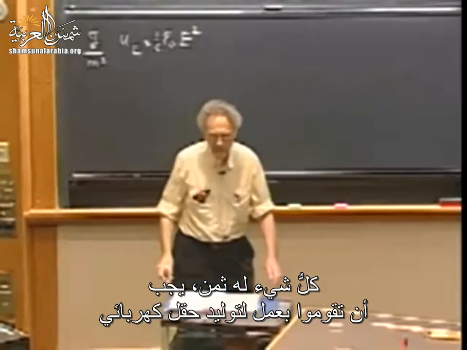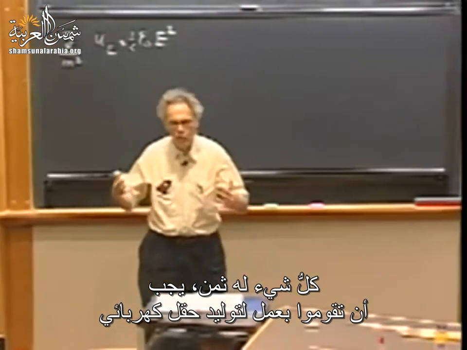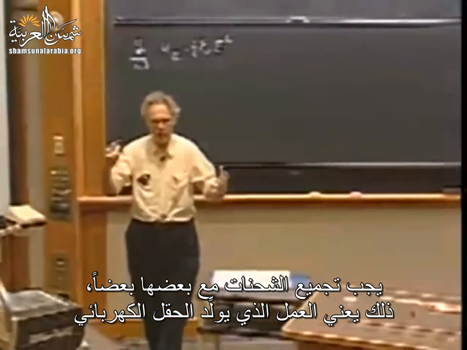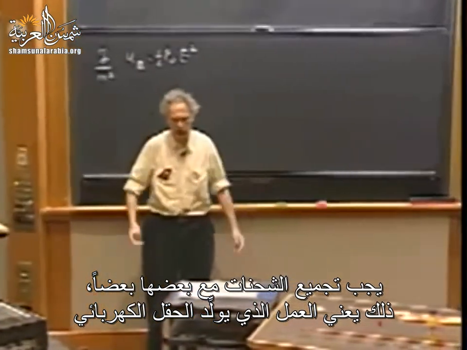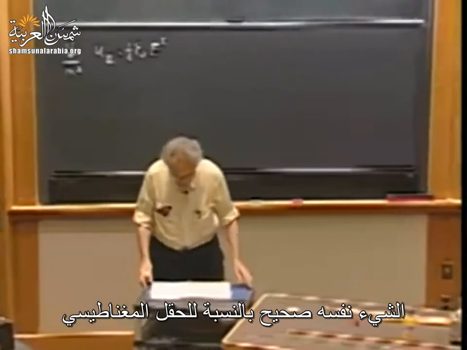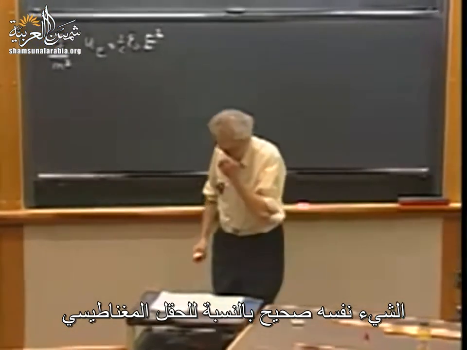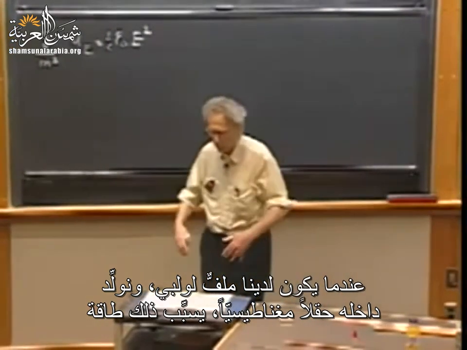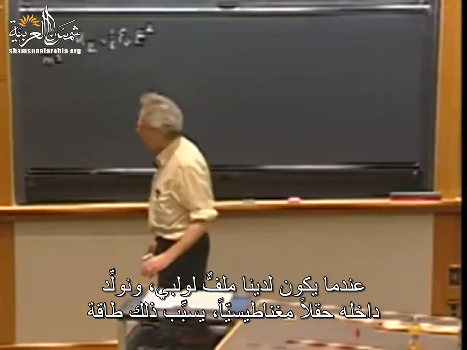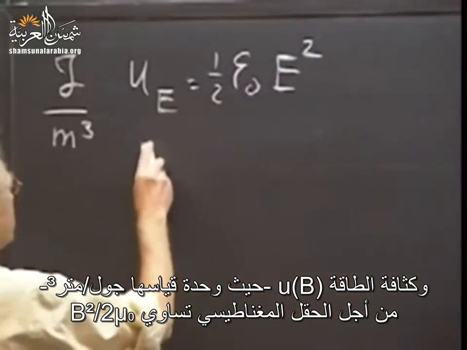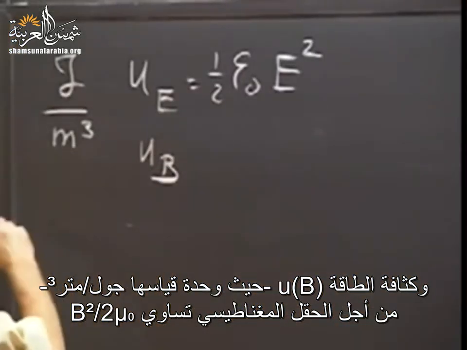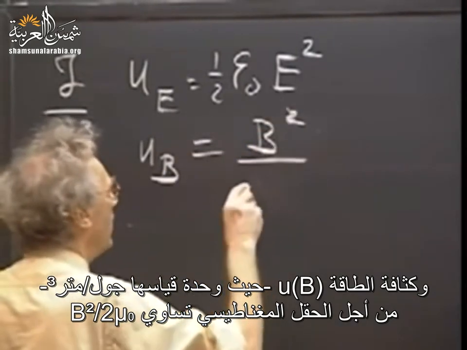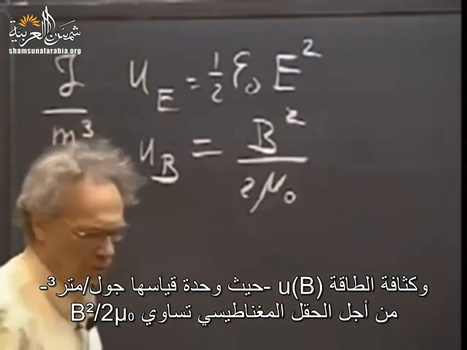There is no such thing as a free lunch. You have to do work to create an electric field. You have to assemble charges and bring them together. That means work. That creates an electric field. And the same is true for a magnetic field. When you have a solenoid and you create a magnetic field inside the solenoid, that costs energy. And the energy density, mind the word density, it is per cubic meter, for a magnetic field is B squared divided by 2 mu 0.